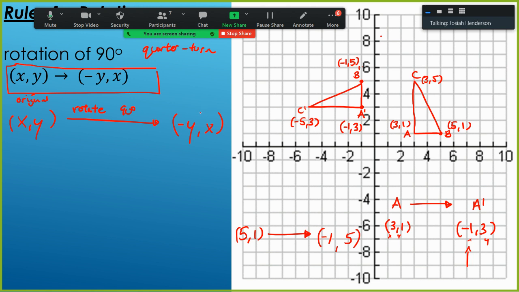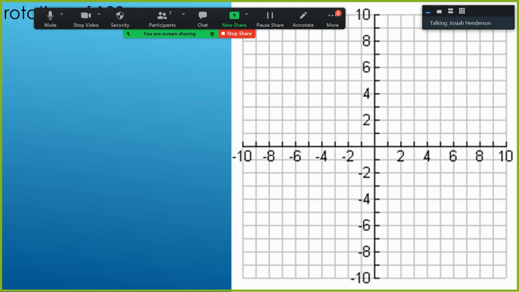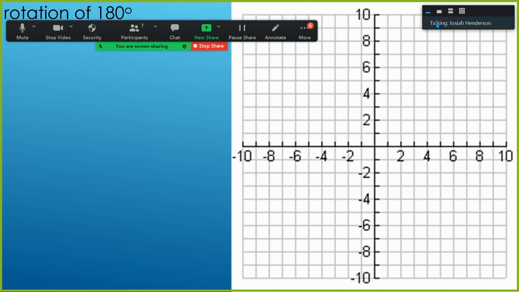I'll hold on to the screen for a second. I know it's been a minute. And then we're going to look at rotation of 180. And then we're going to look at a rotation of 270. Okay, I'm going to move on. If anyone needs more time, please tell me. It's okay. So now for the rotation of 180.